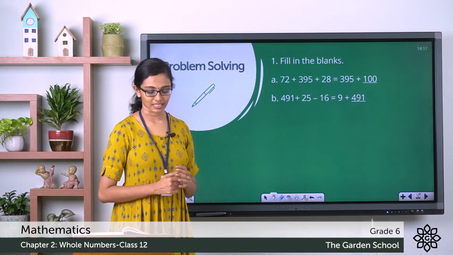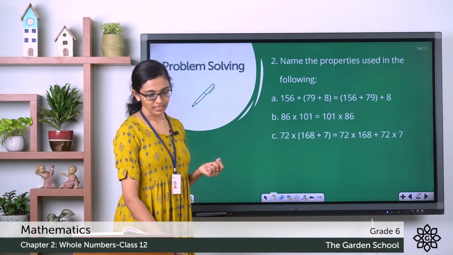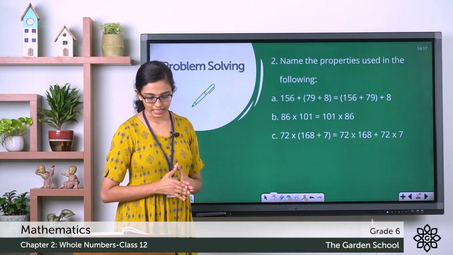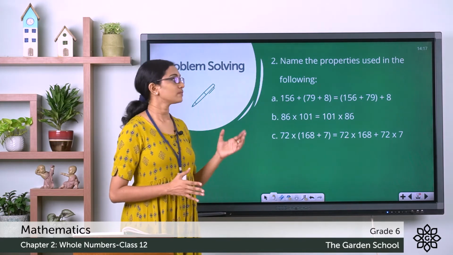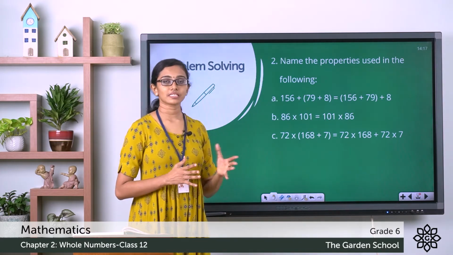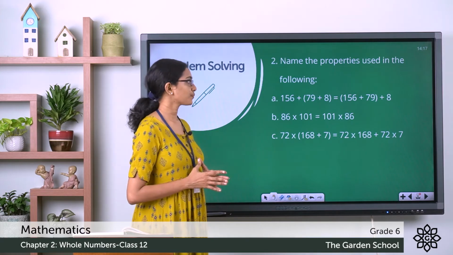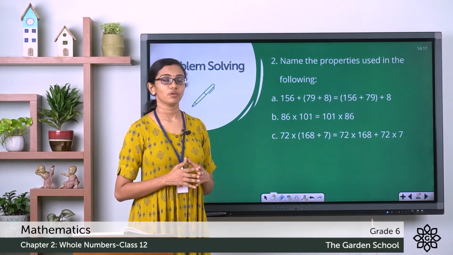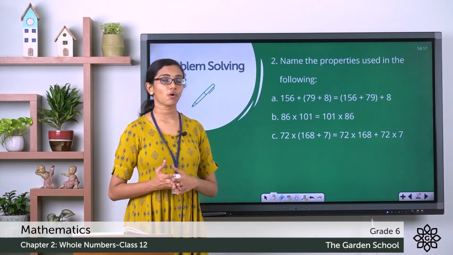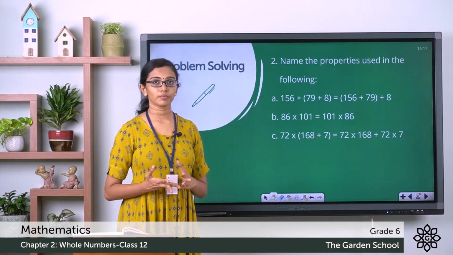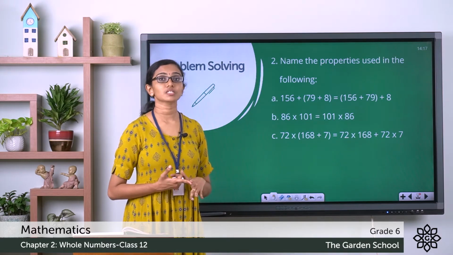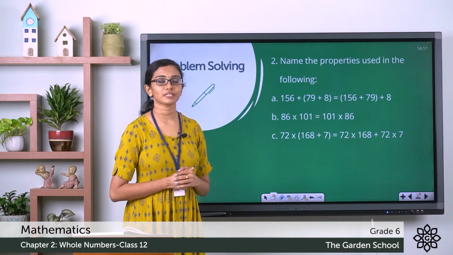The second question, name the properties used in the following. Here you have three statements given. You have to observe these expressions and find out which property is used in each case. We have learned about the different properties of whole numbers like the closure property, the distributive property, associative property, commutative property, and the identity property.